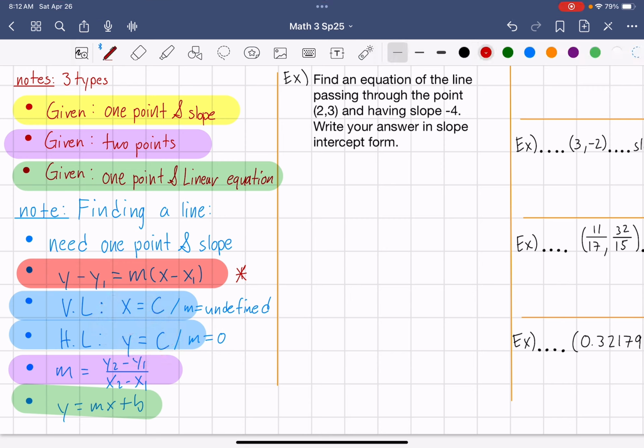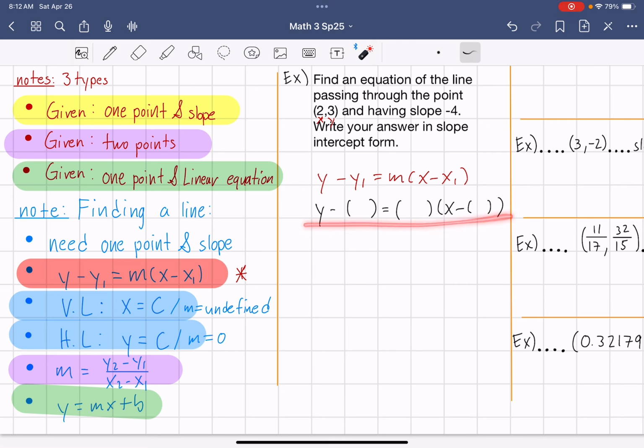All right, but this one doesn't have that. I'm going to use my point slope form. And since I already have my point, so here's my x, here's my y, I'm just going to plug everything in. So y minus, and to plug things in, I like using parentheses. I usually like to set up my parentheses beforehand so that when I plug in, my y is 3, my slope is -4, and then my x is 2.